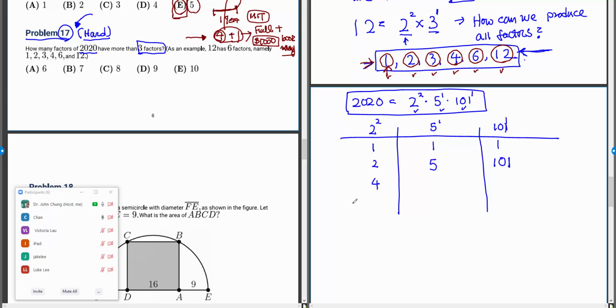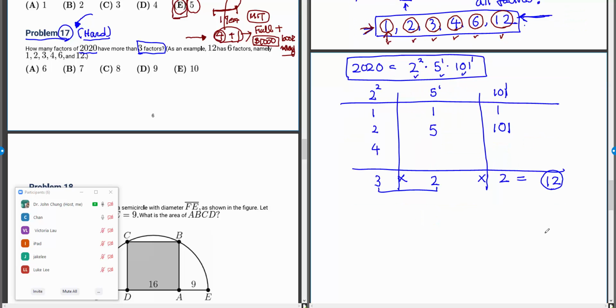That's it. Alright, when you multiply all the numbers, it's going to give us the number of factors. Over here, 3 choices: 1, 2, 4. 1, 5 is 2 choices. 1 and 101, 2 choices. When you multiply these, it gives us the number of factors: 12 factors. 3 times 2 is 6, times 2 is 12 factors. Just before it was 16 factors. This is smaller than 16, right? Now let's find all the factors.